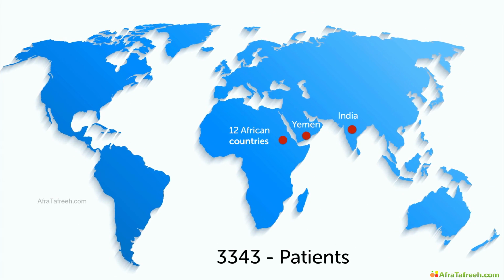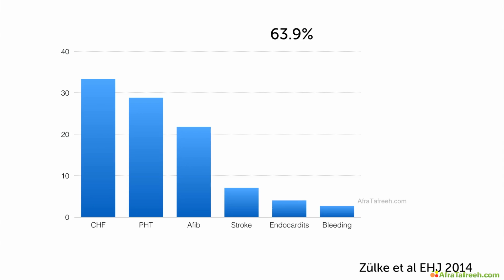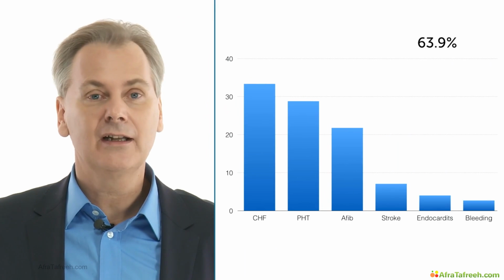Altogether, they looked at over 3,000 patients, and what they found was that the majority came with congestive heart failure, followed by pulmonary hypertension, atrial fibrillation, stroke, endocarditis, and bleeding. So here we have all the typical complications that you have to be aware of in patients with mitral stenosis. Why do they develop them?